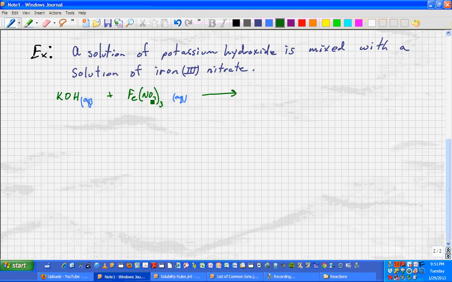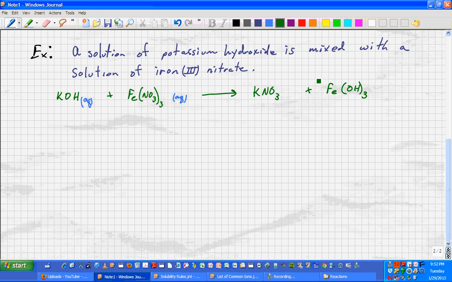The potassium is going to combine with the nitrate, the positive here and the negative there, and the iron 3 is going to combine with the hydroxide, again, the positive and the negative ion. So what we're going to form is potassium nitrate and iron 3 hydroxide. Now, we need to decide whether this reaction actually occurs by checking the solubility of these two products.